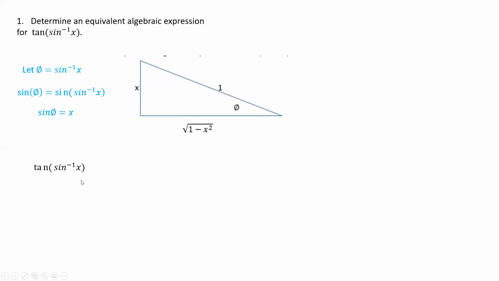We were calculating the tangent of the inverse sine of x. The angle whose sine is x, we called theta. And now we calculate the tan of theta from the diagram. The tangent is the opposite over the adjacent side, and there's a beautiful expression.